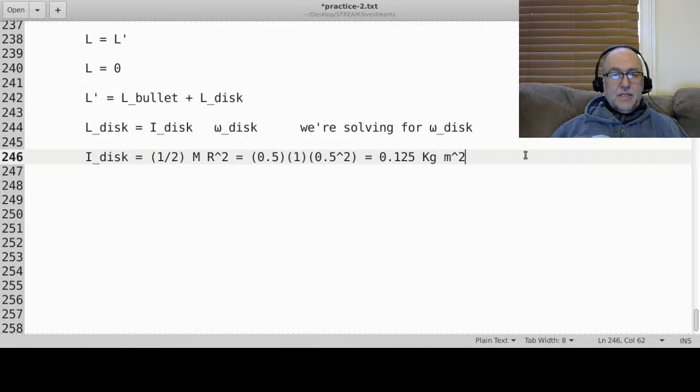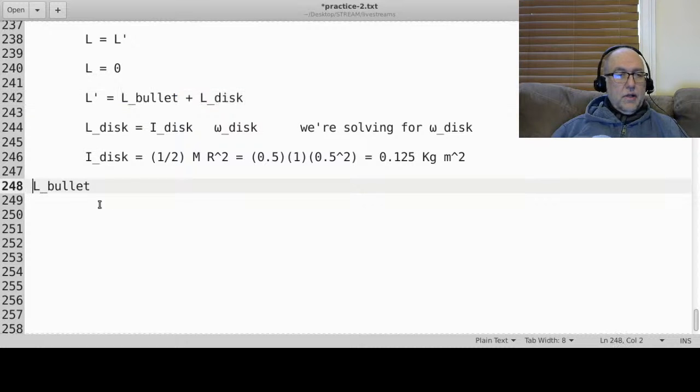There's the moment of inertia of the disk. Okay, and we don't know what that is. So now, great, we've done this one. What about this one? This is the hard one, or harder one to picture. You go, well, what's the formula for that?